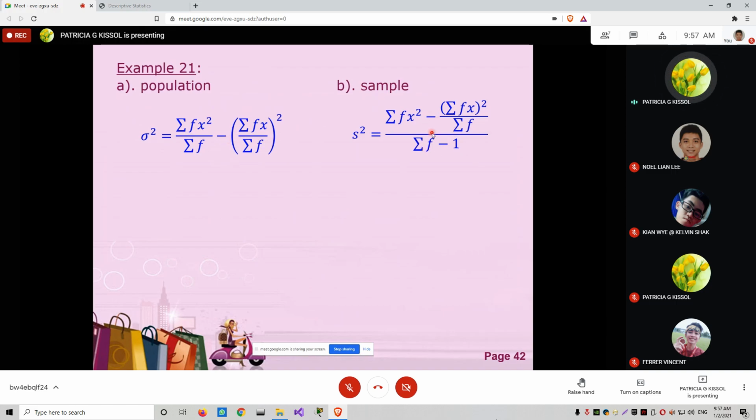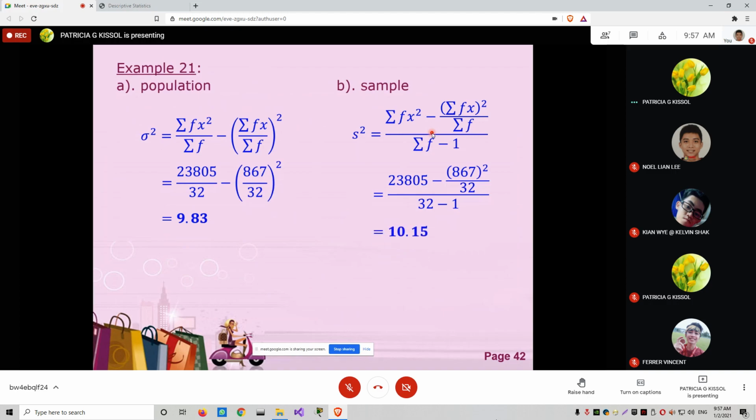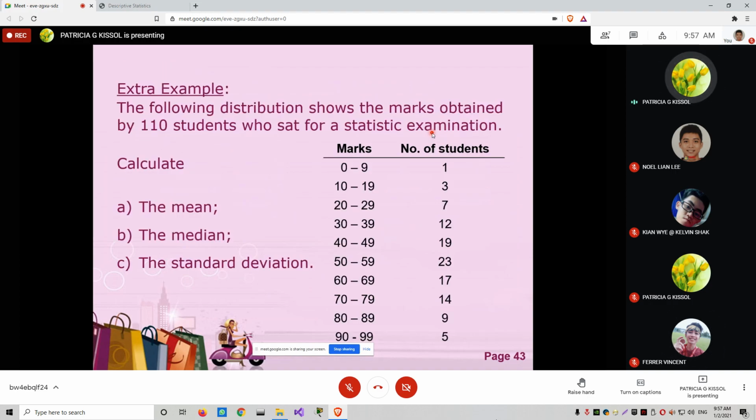Okay, so based on the values that we have calculated just now, just put all the values in. And when you calculate it, you should get this answer. Is it the same? Okay. Is it okay? Did you get the same answer? Yes? Okay. So this is an extra example.